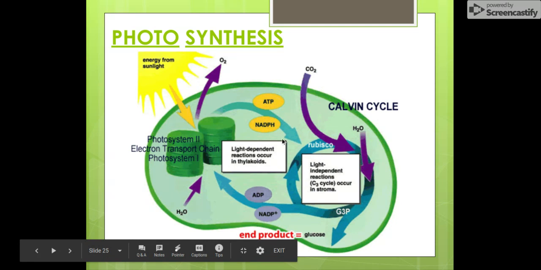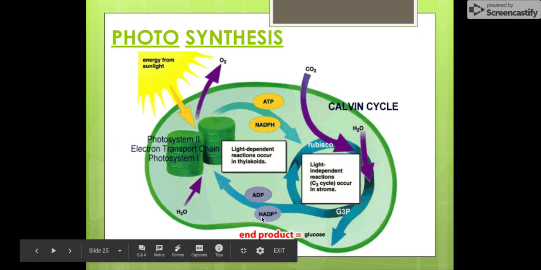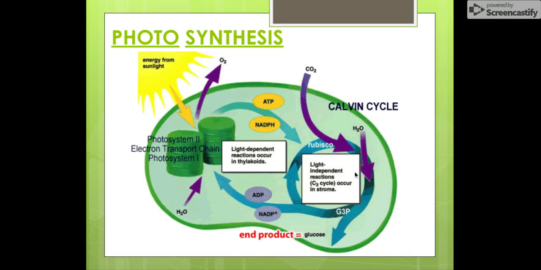And of course, after this process, that ATP turns into ADP, and that NADPH turns into NADP plus to go into this cycle. And this is what you're going to be looking at in the Cell Collective lab for photosynthesis that you'll be doing this week.